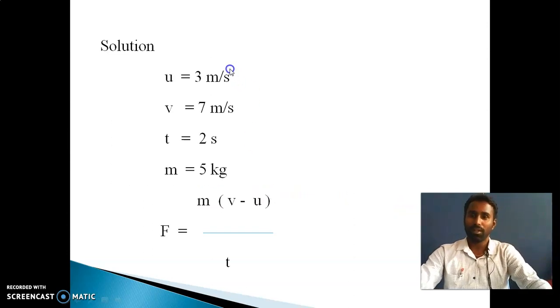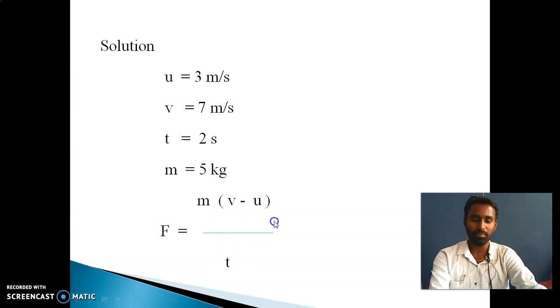The first one: u, that means initial velocity, is equal to 3 meter per second. Final velocity v is equal to 7 meter per second. Time t is equal to 2 seconds. M equals 5 kilogram, that means mass. So what is the formula for this? The second law of motion: force equals change in momentum with respect to time, otherwise the rate of change of momentum, which is equal to the applied unbalanced force. That means force equals M into V minus U divided by T.